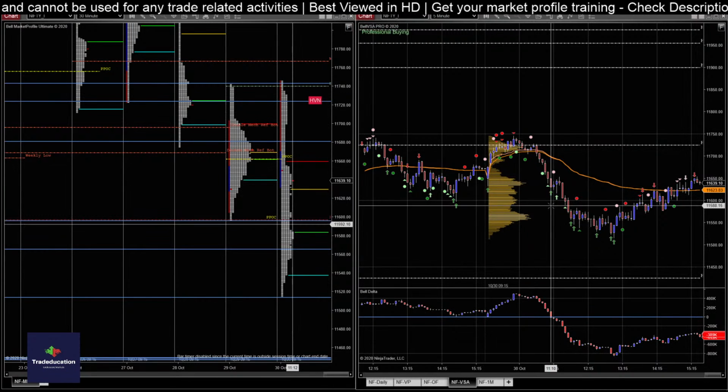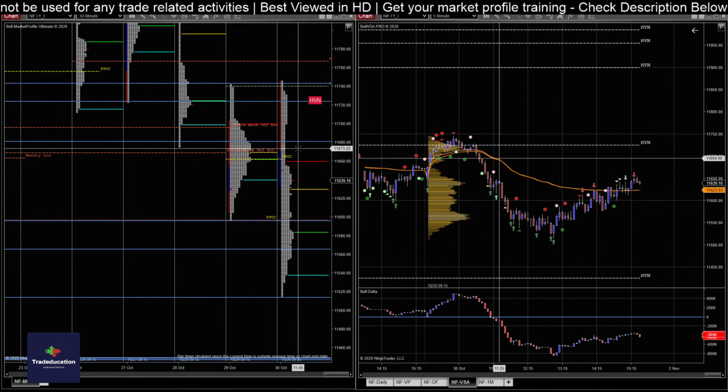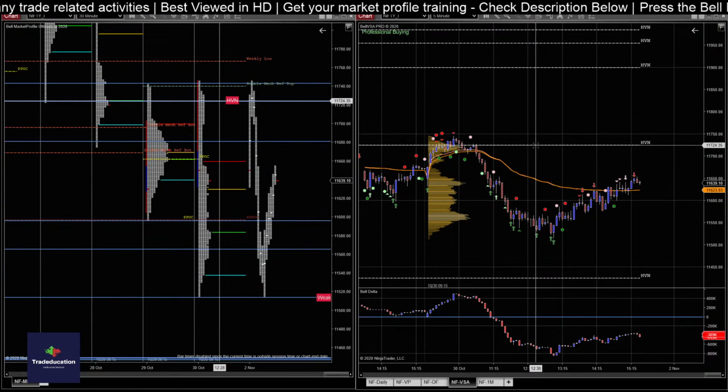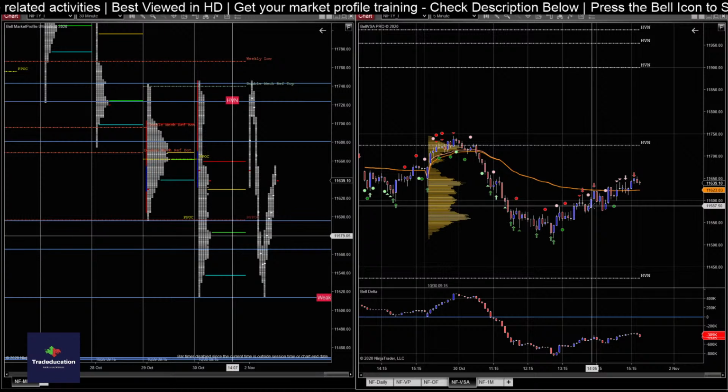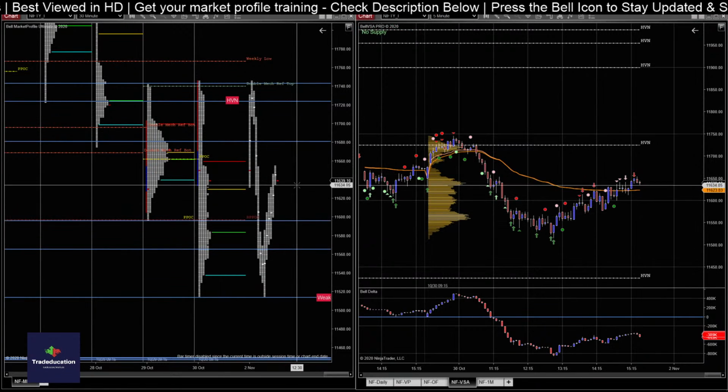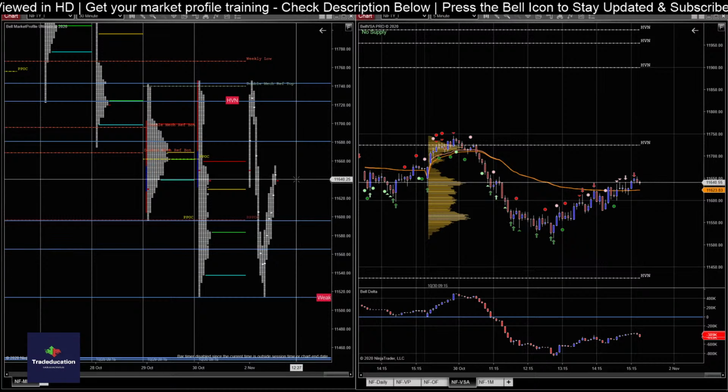Okay, so the volume profile chart has come in. We have our one HVN here, then we have our second HVN here. This is the reference, and there is one more HVN here. That is the value area low.